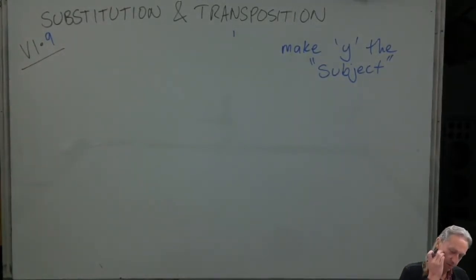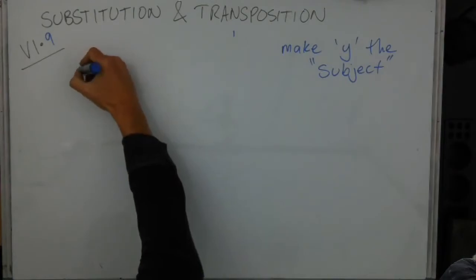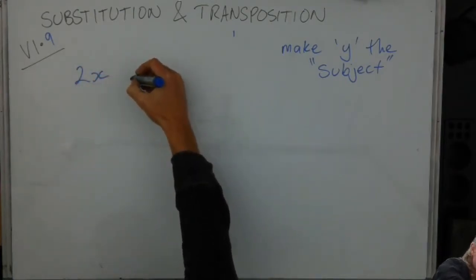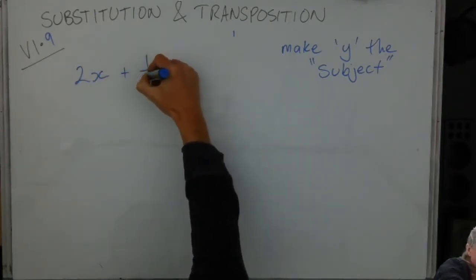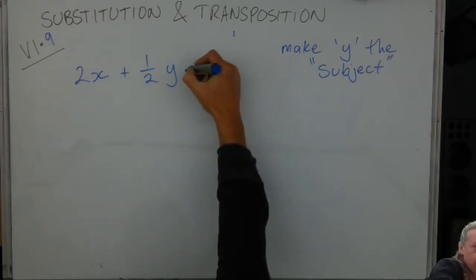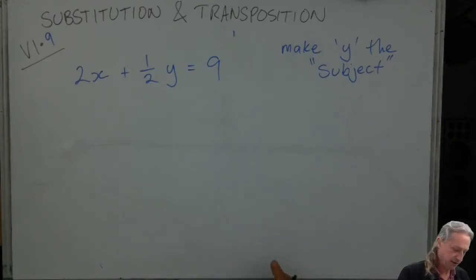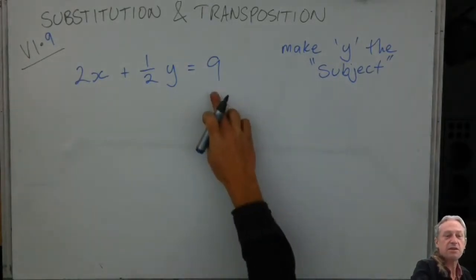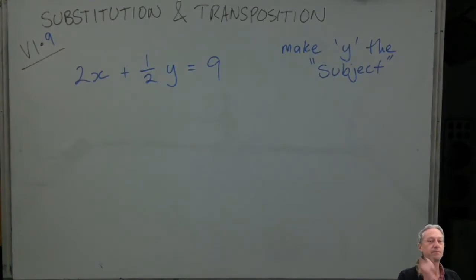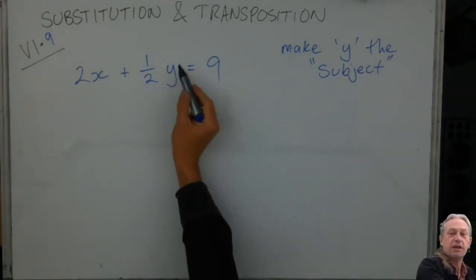Okay, so this one, 2x plus half y equals 9. So we've got things on both sides. The first two examples started with a 0 over here. And we still want to make y the subject.